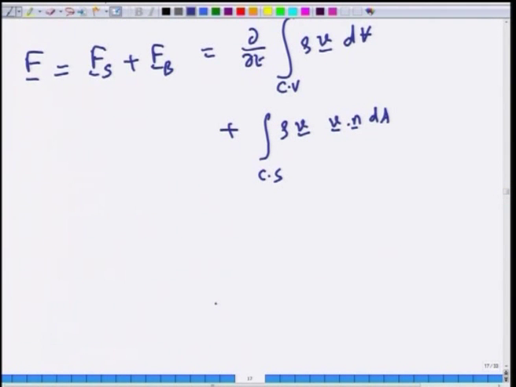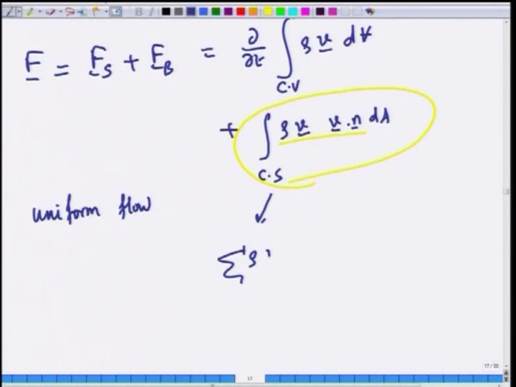Okay, and for uniform flow, the key thing in momentum balance is the evaluation of this term, the flux term. For uniform flow you can imagine that all these terms are constants, so you can pull this out of the integral, and the integral of dA is simply A. So this term simplifies to the summation of rho v dot n times A at various inlets and outlets of the system, and of course, we understand that v dot n is positive for an outlet and negative for an inlet.